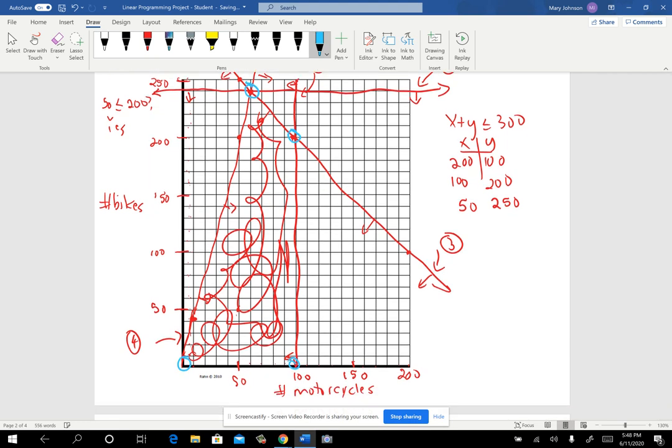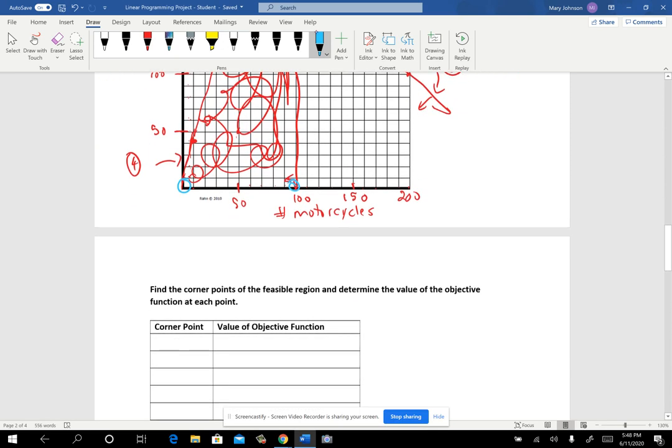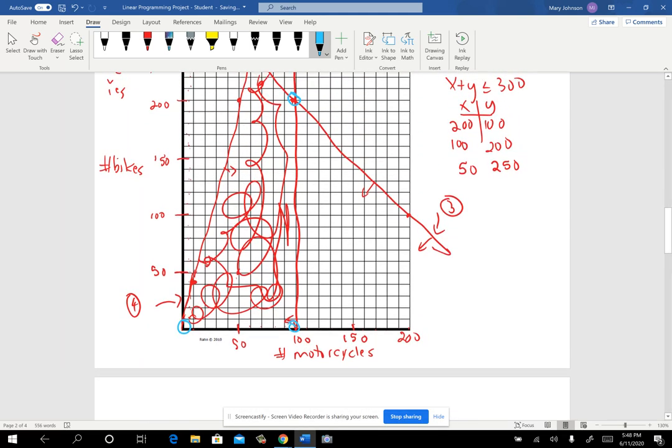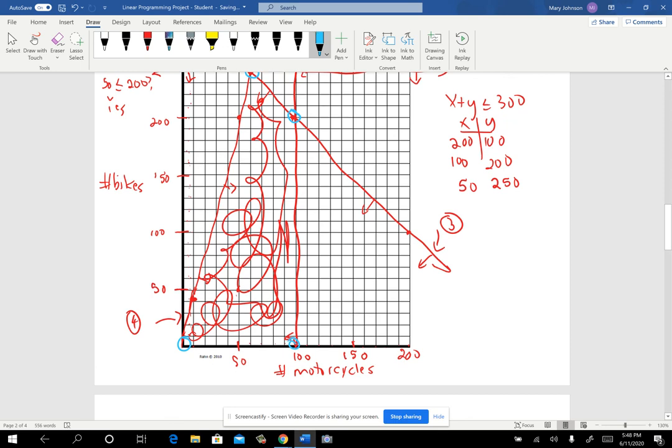The answer to our question of how many motorcycles and bicycles we should make is going to come from looking at those 4 corner points. And so we're going to list those. One of them is 0, 0. One of them is 100, 0. I'm just going around the polygon. It doesn't matter the order you do them. Then I have 100, what appears to be 200.